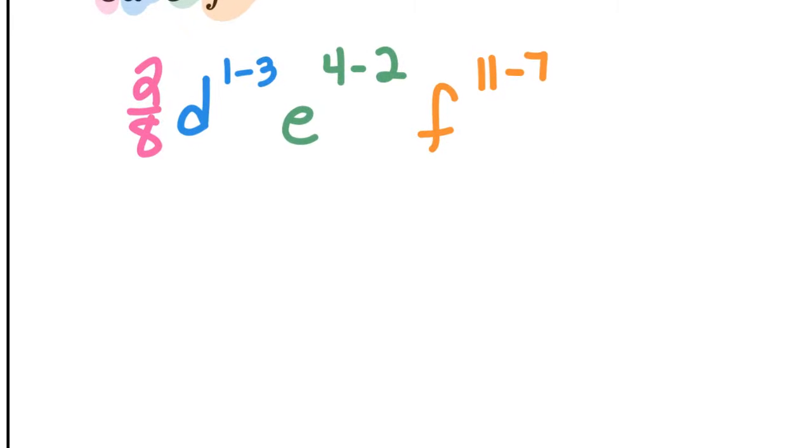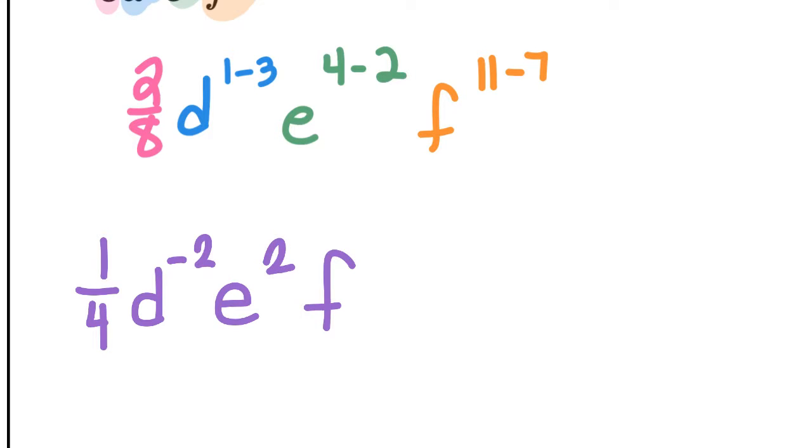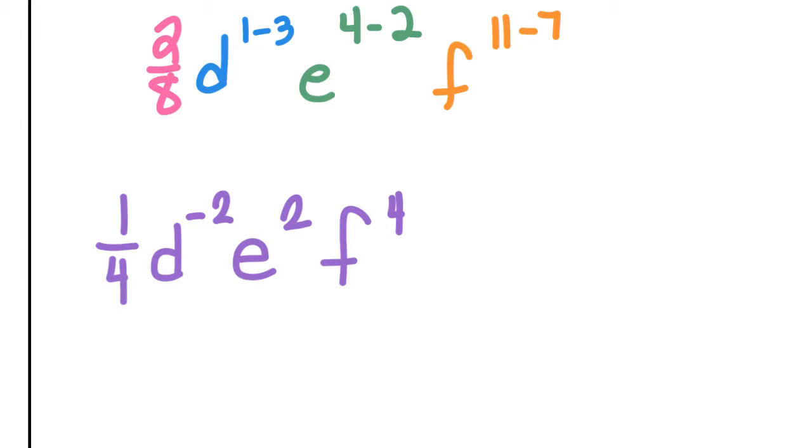Now let's go through and simplify everything that we have here. So 2 over 8, we can simplify it, but it's not going to be a whole number. It reduces down to 1 over 4. Then d, 1 minus 3 is negative 2. E to the positive 2, f to the positive 4. So just like the previous problem, we have a variable with a negative exponent. So that variable is going to need to move to the denominator.